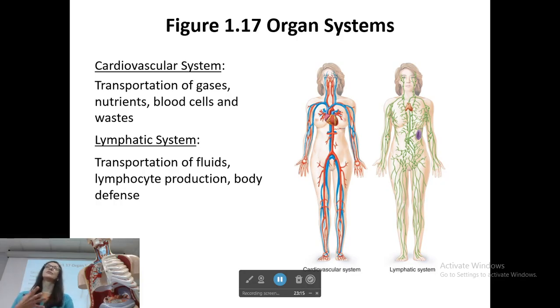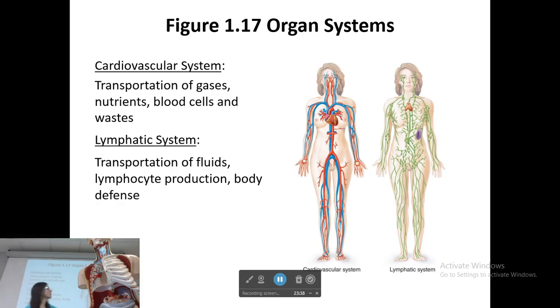What about all the stuff that you need to get rid of, right? So waste products have to circulate through the blood, so you can get rid of the carbon dioxide, and so you can get rid of your metabolic waste from metabolism within the cells. Okay, so that's the cardiovascular system.